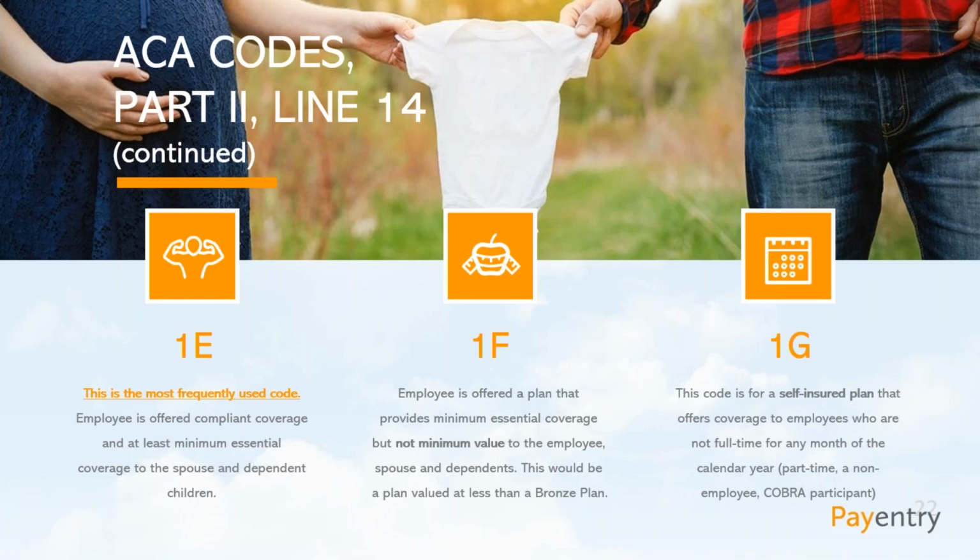And 1G is used if you're self-insured. If you offer coverage to employees who are not full-time for any month of the calendar year, that would be like a part-time person, a non-employee, or a COBRA participant. Only self-insured plans have to report COBRA participants.